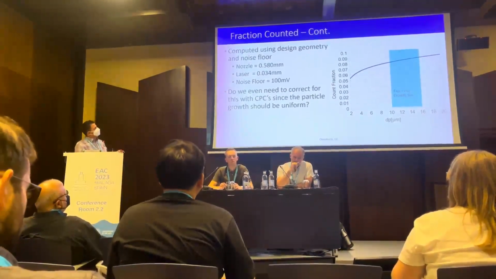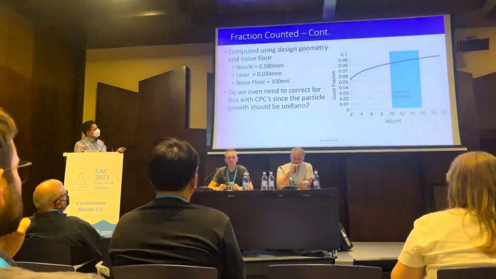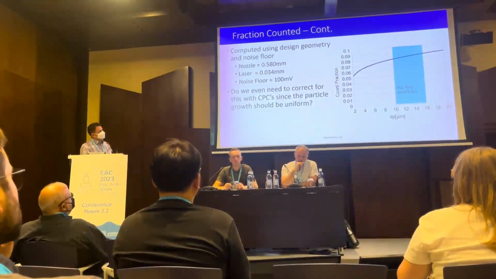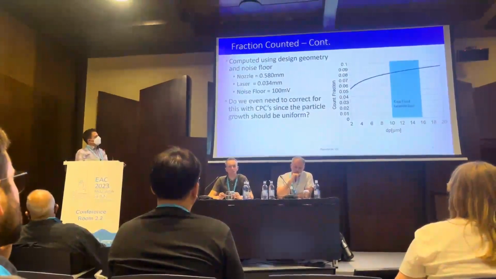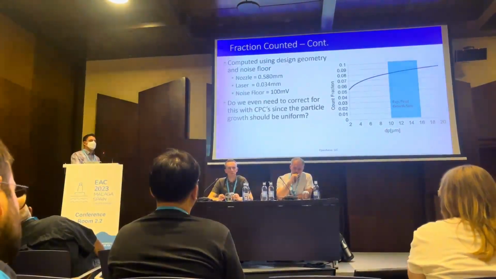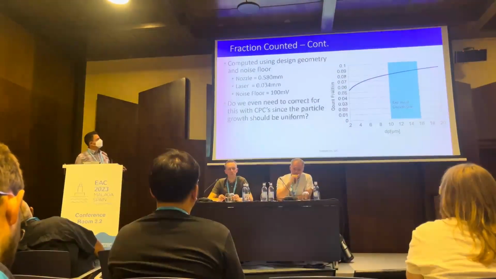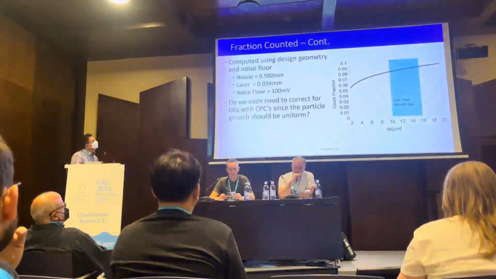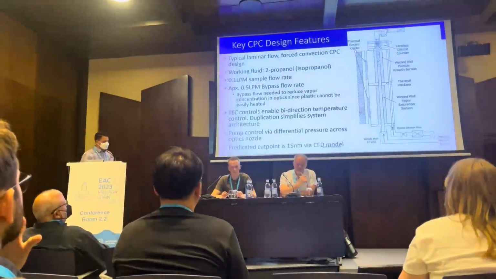Now we're going to say, okay, well we can model that. So we took our nozzle and our laser and this noise floor, and we can create this simulation, which gives us our count fraction as a function of the diameter. And the question is, do we ever need to correct this? Like, our CPC is really great, but they just generate everything between 9 and 15 micron, and we're going to be just fine. Okay, so we'll talk quickly a little bit about the CPC design.